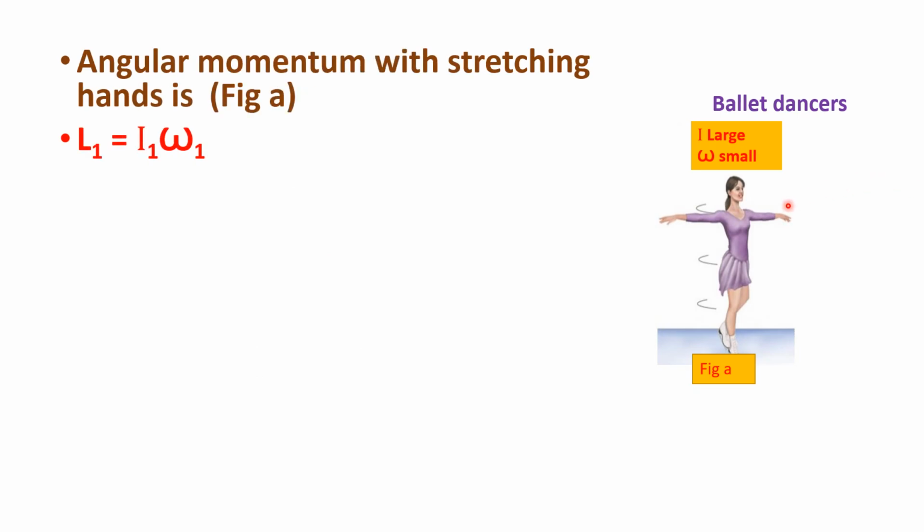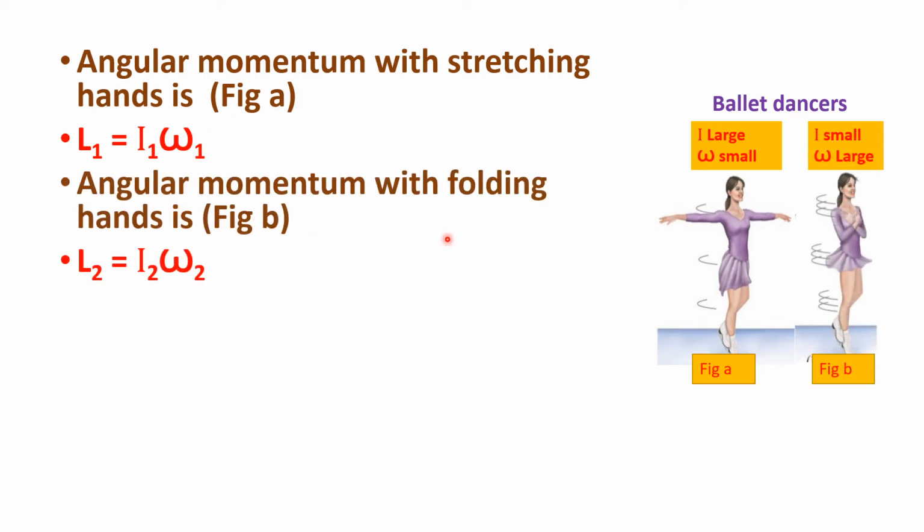Angular momentum with stretching hands, as shown in figure A, is given by L1 = I1 ω1, where L1 is the angular momentum with stretching hands, I1 is the moment of inertia of the system, and ω1 is the angular speed.